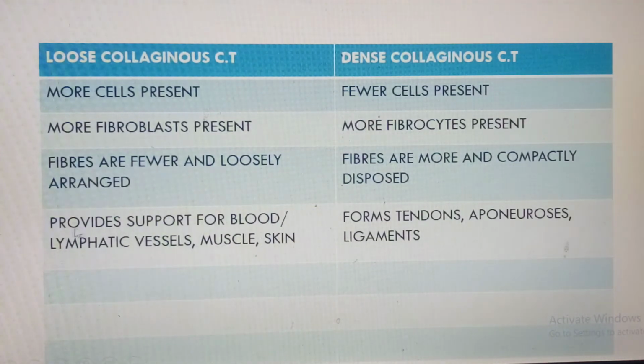Then, some areas where we find them: loose connective tissue provides support for blood or lymphatic vessels, muscle and skin. Mainly for the dense, we find it in tendons, aponeuroses, ligaments, capsules, perichondrium, periosteum, and what have you. These are some areas where we find the dense type of connective tissue.